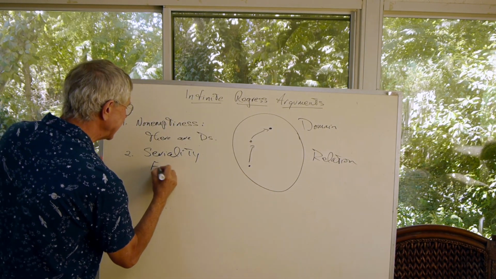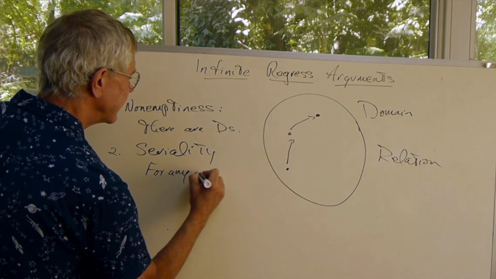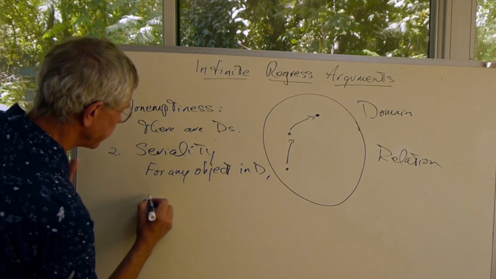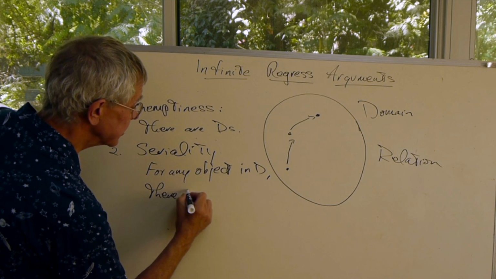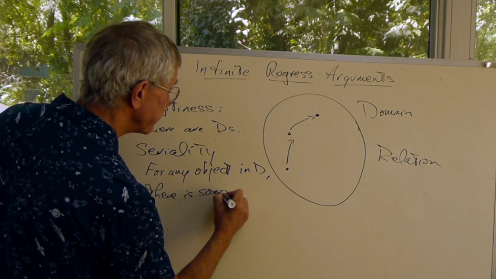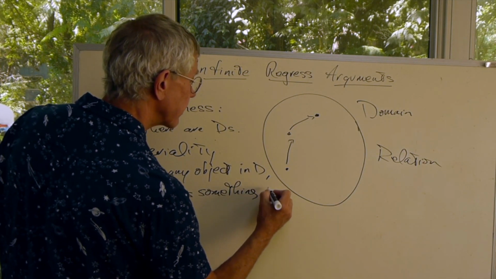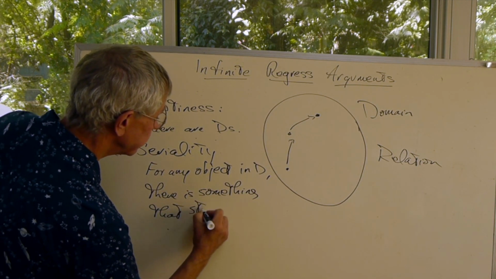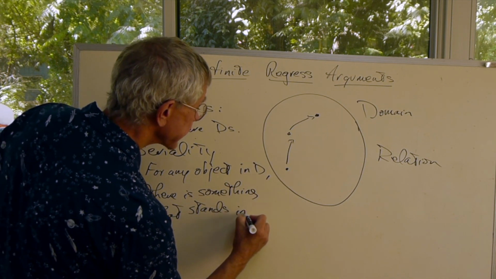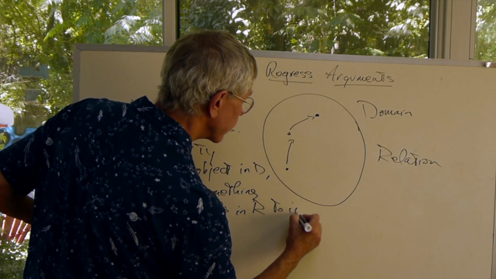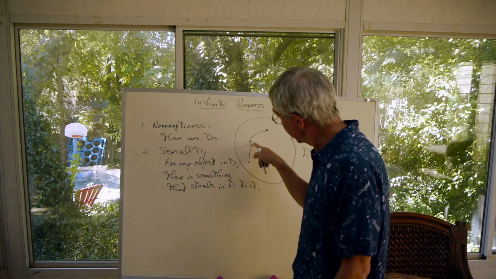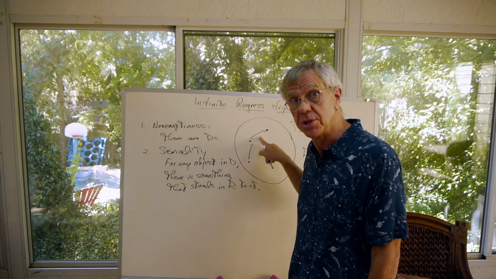So, for any object in D, there is something that stands in that relation to it. So now we've got something in this domain, and then anything in the domain stands in the relation to some object.